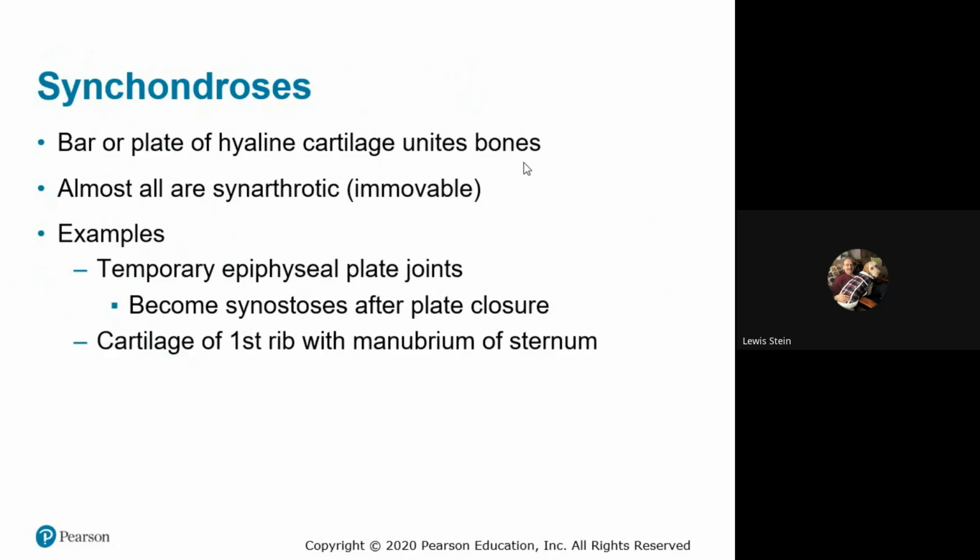And again, I don't know if that's the world's best example. I mean, maybe the better one, the cartilage of the first rib with the manubrium of the sternum. So here's the manubrium, you just feel the notch. Right over there, that first rib is just below there. I mean, that's the one that has probably the most motion of all the ribs.